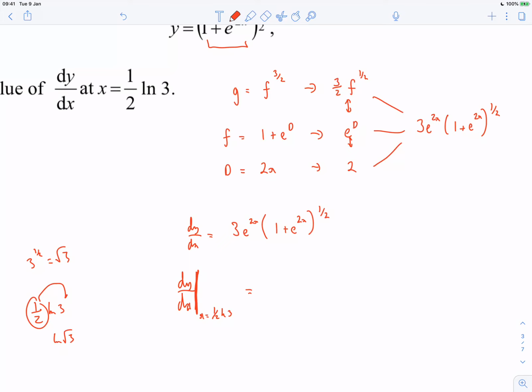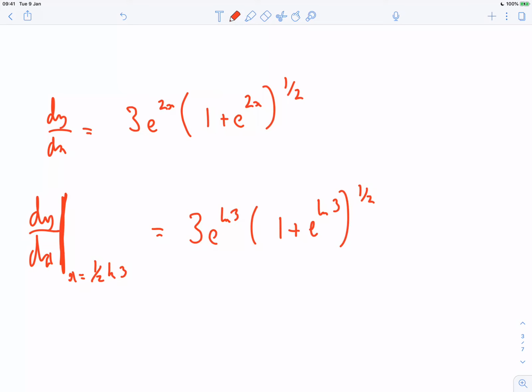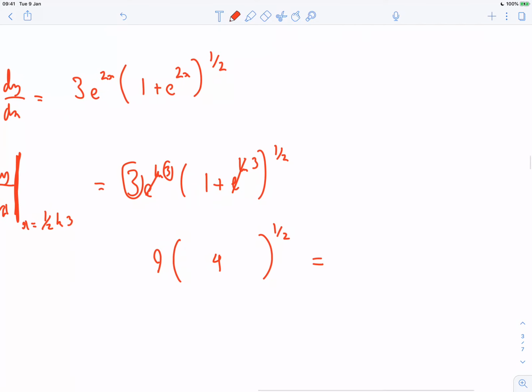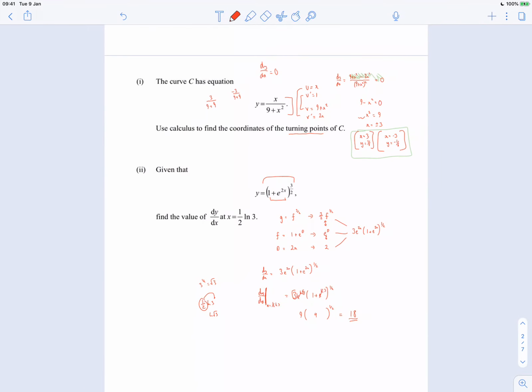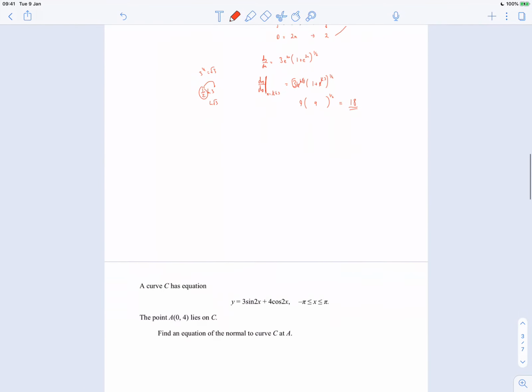So this is the same as 3e to the 2 times a half, which is just 1, so this becomes e to the ln 3, times by 1 plus e to the ln 3 again, to the half. I think things are going to work out nicely, because the e and ln are going to cancel, so it's going to be 3 times 3, which is 9, times by e and ln will cancel, so this becomes 1 plus 3, which is 4, square rooted, and the square root of 4 is 2, 2 times 9, the answer is 18. So that wasn't actually too bad at all.